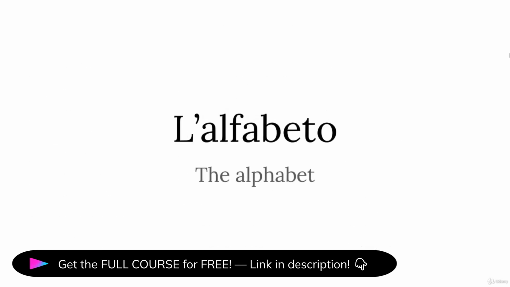Perfect. Today's lesson is about the alphabet. L'alfabeto. A in Italian is A. So when you see an A in an Italian word, you always pronounce it as A. No exceptions. B, that's easy. B in Italian as well. C. So not C, but C.